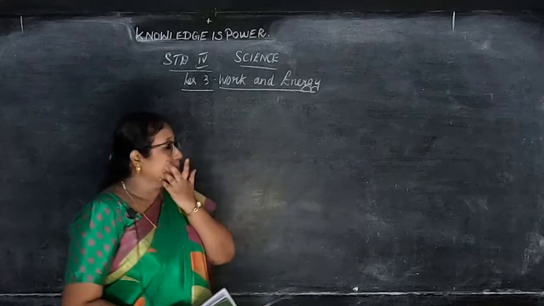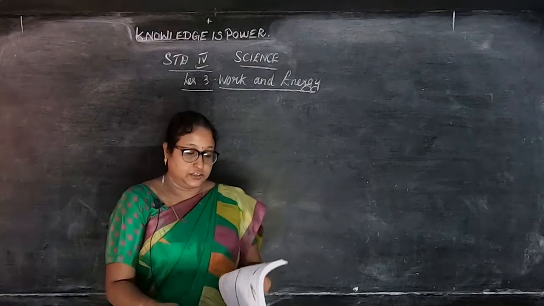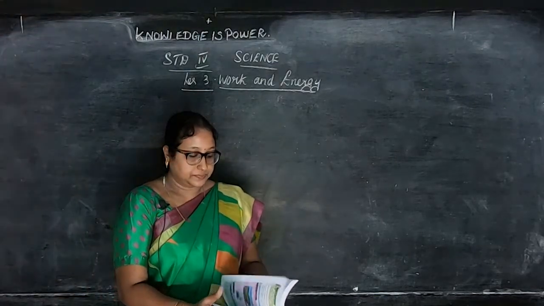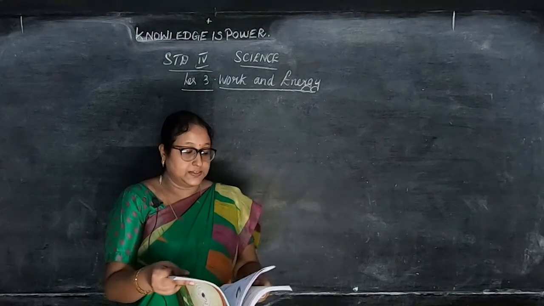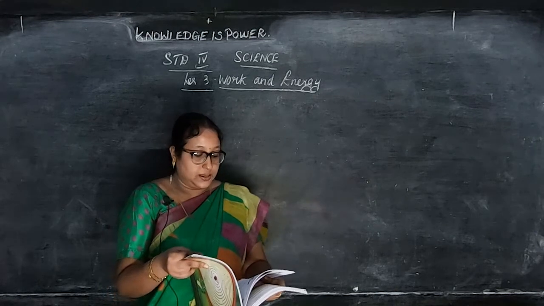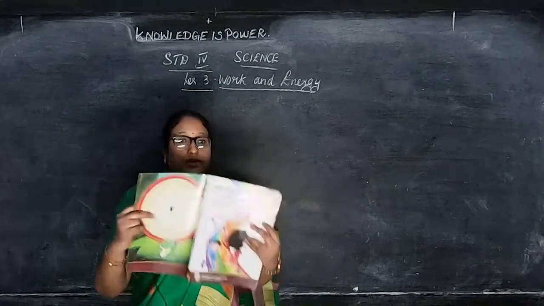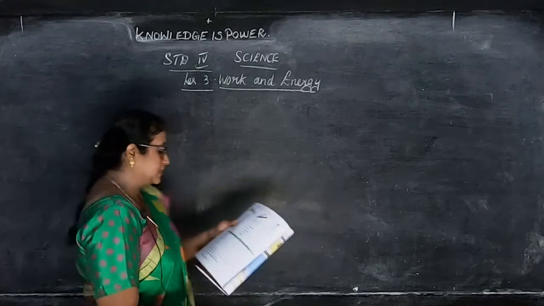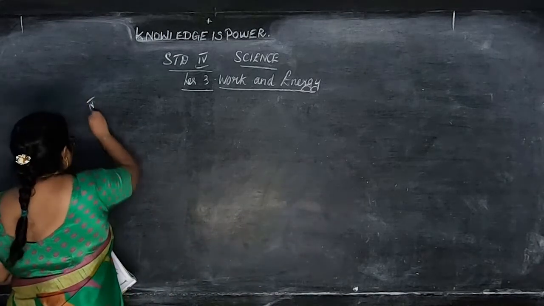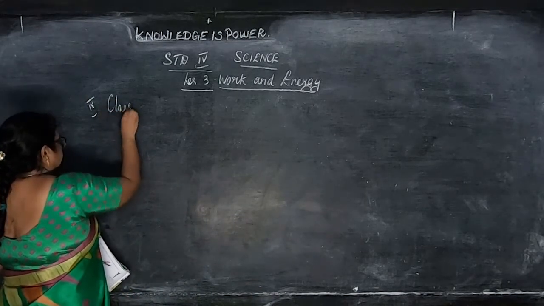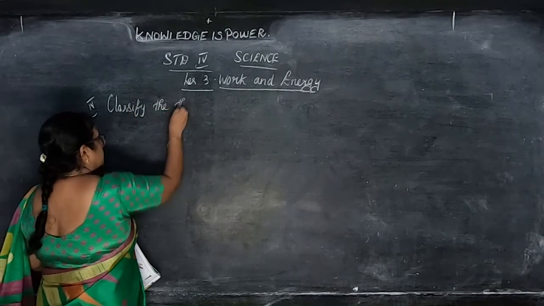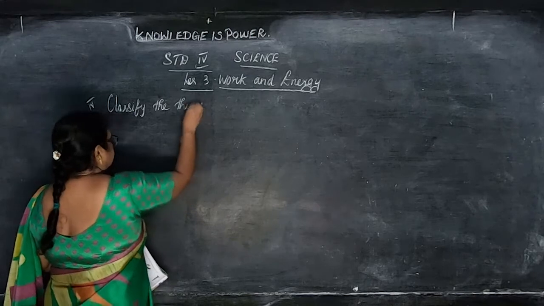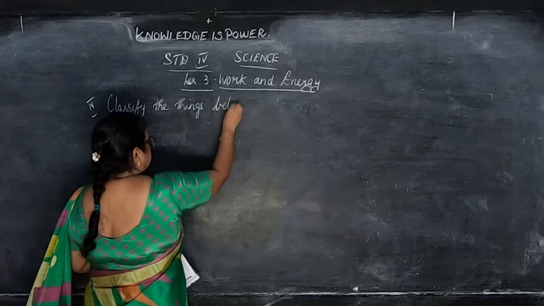That is lesson 3, work and energy. Okay, children. So the lesson name is work and energy. And in the previous class, I gave Roman numbers 1, 2, and 3. Now we'll continue with Roman number 4. That is, classify the things below. Okay, children. Classify the things below. So take down in your notebook, children, write neatly.